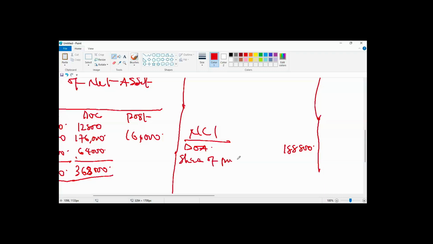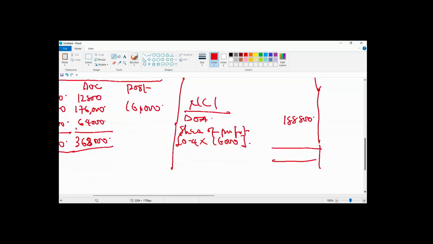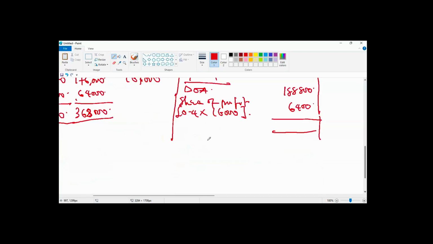Share profit, which is 0.4 times 16,000. 0.4 times 16,000 is 6,400. I will now add it to this, 195,200.